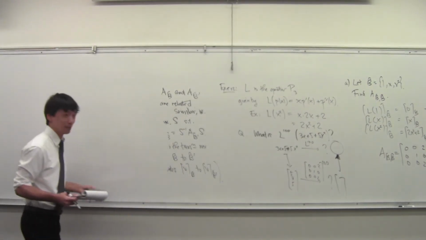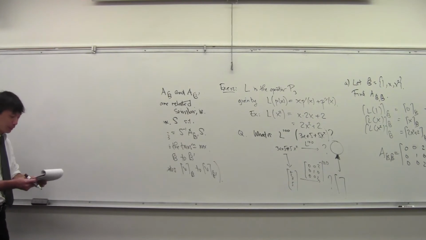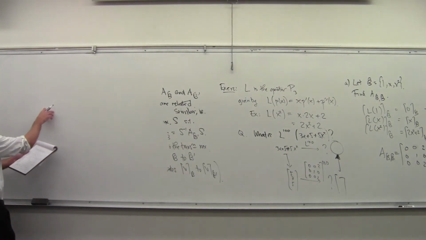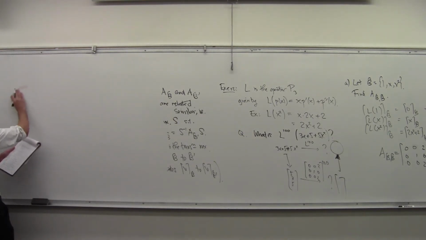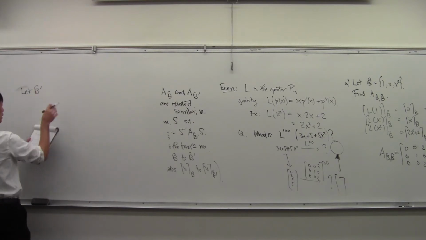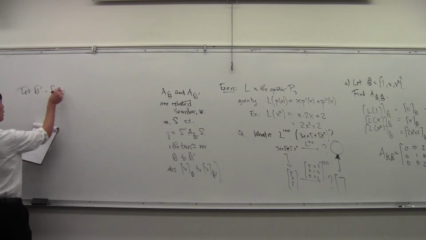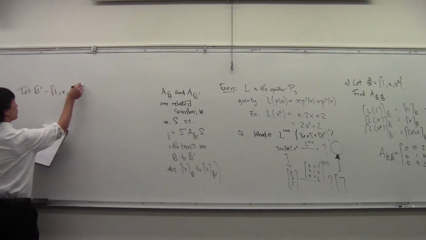Okay. However, it's actually better to change the basis. So we're going to take a new basis. Let B prime be the basis 1, x, 1 plus x squared.